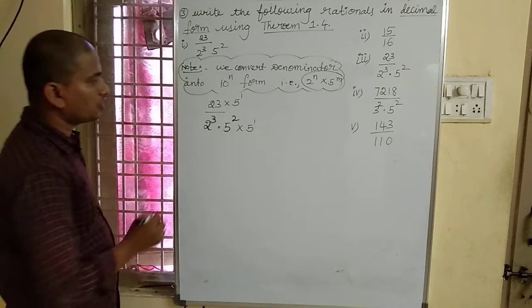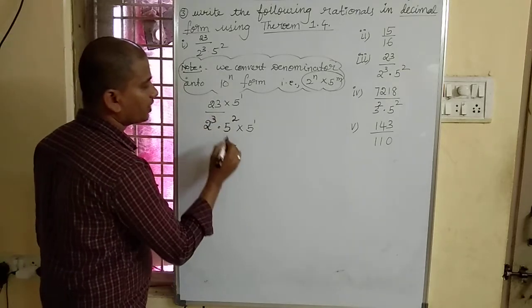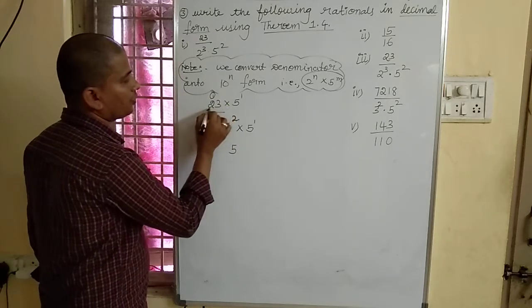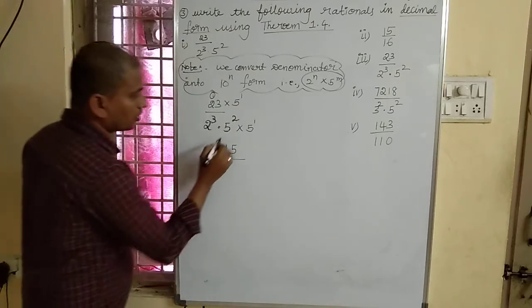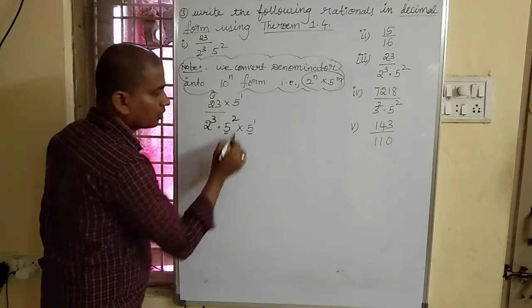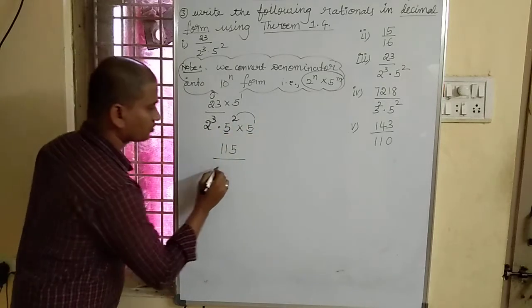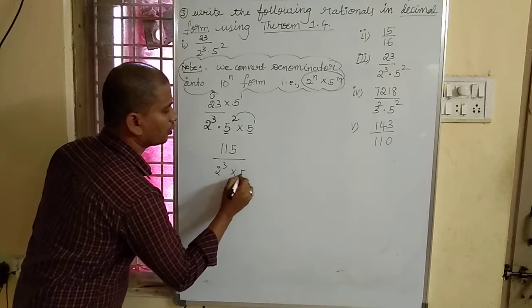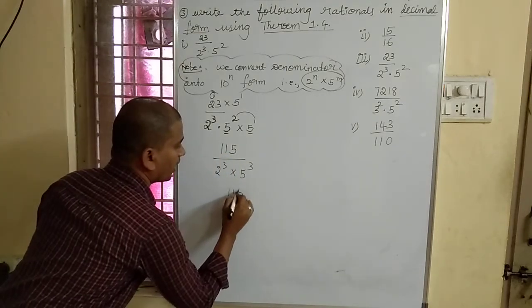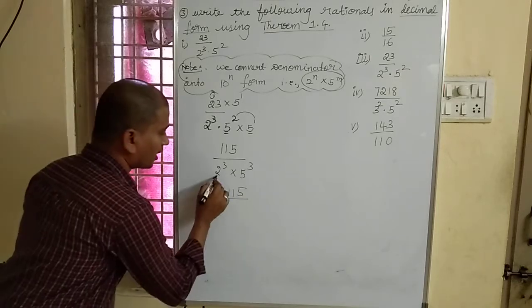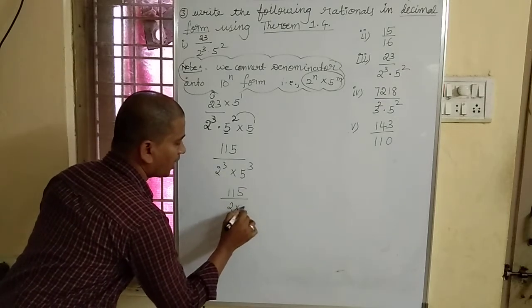Right? So 23 into 5: 5 3s are 15, 5 2s are 10 plus 1, 11. So here the bases are equal, so powers should be added. So 2 cube into 5 cube. So 115 divided by, I can write it as, 2 into 5 whole power 3.